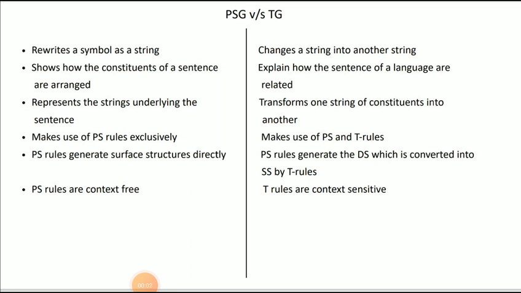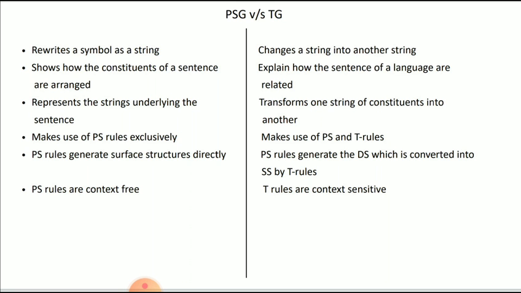Hey guys, so let's take a look at the basic difference between PSG and TG, PS grammar and TG grammar. So PS grammar rewrites a symbol as a string, right? First you draw a phrase marker from the immediate constituents; from the symbols you derive a string. You arrive at a PS string. That is what happens in PS grammar, if you remember. In the end, you get a string at the end of PS grammar.